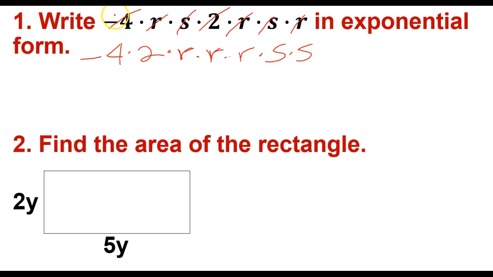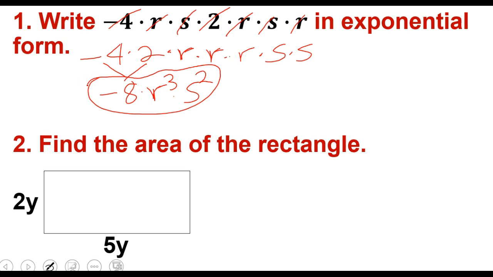And then I would count 1, 2, 3, 4, 5, 6, 7. 1, 2, 3, 4, 5, 6, 7. It's always good to check to make sure you have everything. Now we do -4 times 2 is -8. And then we have R. How many times is R multiplied? It's multiplied 3 times, so the exponent will be 3. And then we have S. How many times is S multiplied? 2 times. So the exponent will be 2. And that is the short form, or exponential form, of this expression.